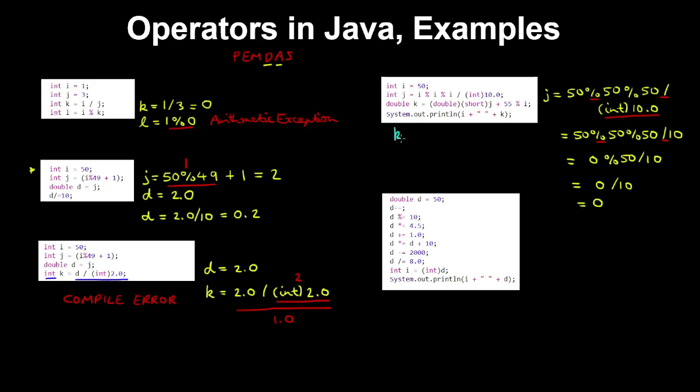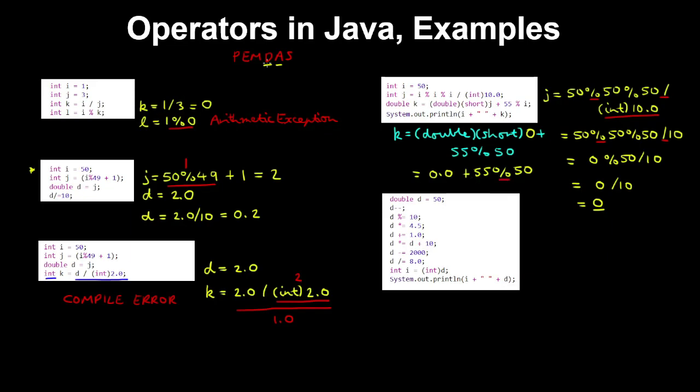And then we have k is equal to j, which is cast to a double and a short, and plus 55 modulo i, where i is 50. And we evaluated j, which was equal to 0. So 0 gets cast to a short, which is 0, then cast to a double, which is 0.0. Then plus 55 modulo 50.